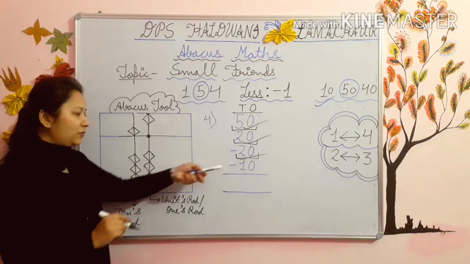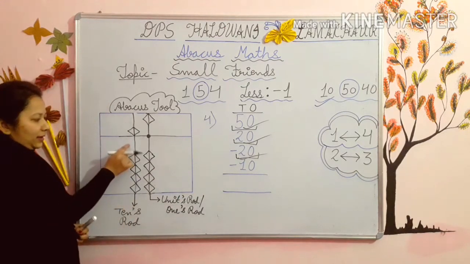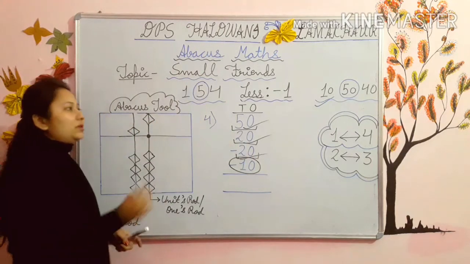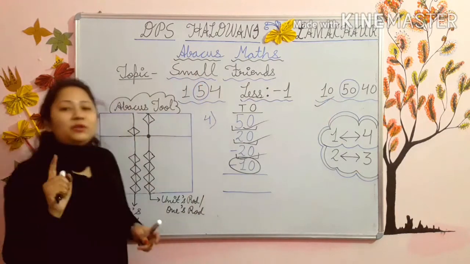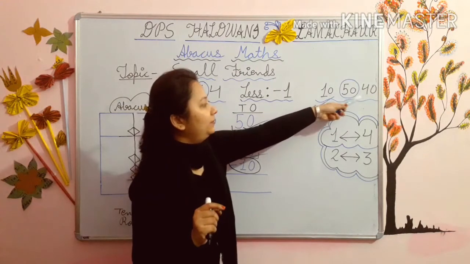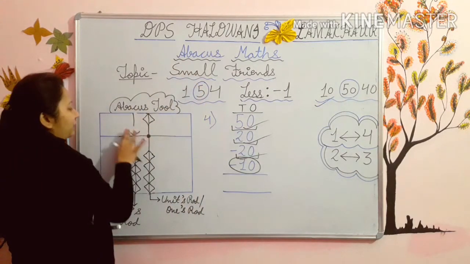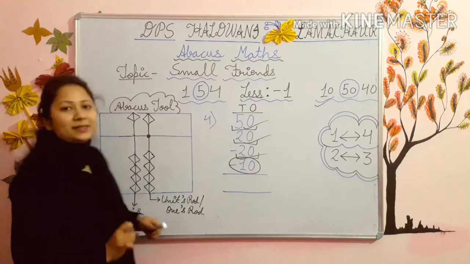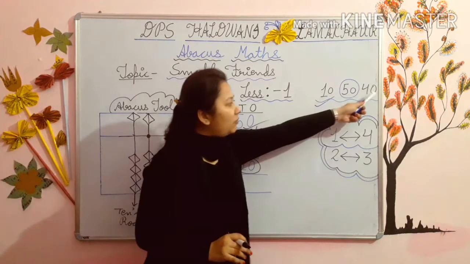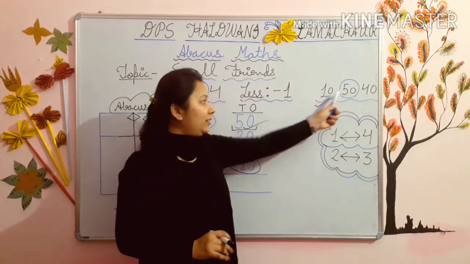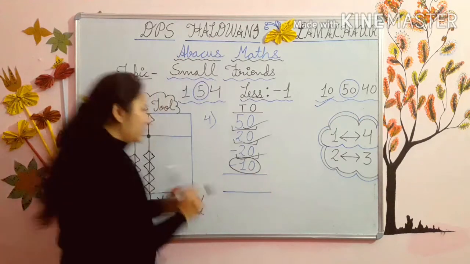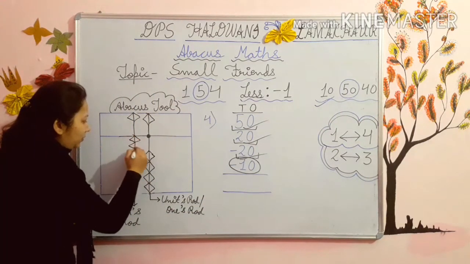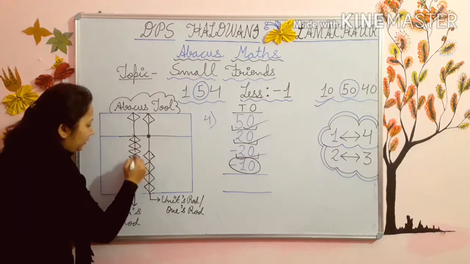Now the last, you have to subtract 10. You can see that the bead is not there. For subtracting 10, the first thing you have to do is subtract 50. Put the 50 bead back to its place. And second, you have to add the friend. Who is the friend of 10? The friend of 10 is 40. So you will add 40. 10, 20, 30, 40.